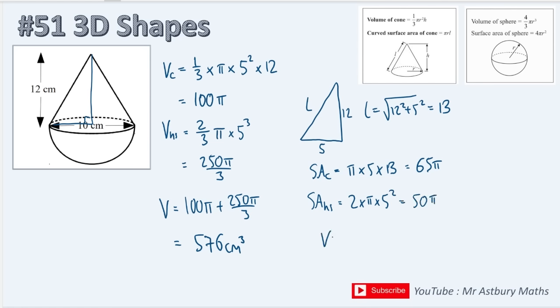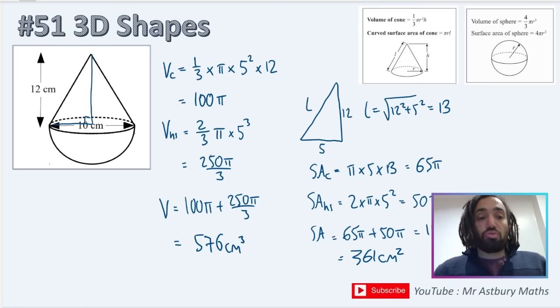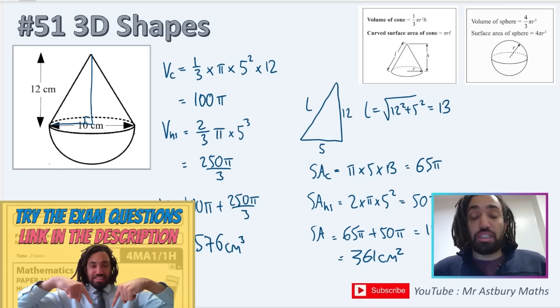So the total volume is 65 pi plus 50 pi, which is equal to 115 pi, which gives me 361 centimeters squared. Great, that's 3D shapes done. Some of these questions get really tough in the exam, so give the exam questions a go, and I'm going to move on to the next topic.